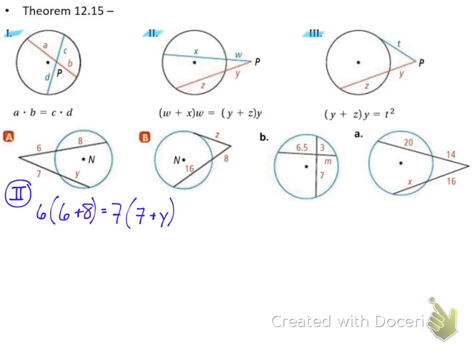So what I can do is I can multiply these together. So 6 times 14 gets me 84 on the left-hand side. I can distribute the 7 and get 49 plus 7y. If I subtract the 49 to the other side, I get 35 is equal to 7y. And then divide both sides by 7, so y is equal to 5.